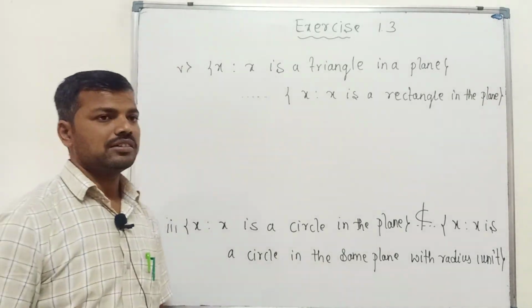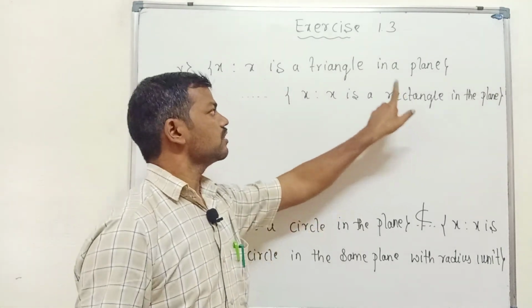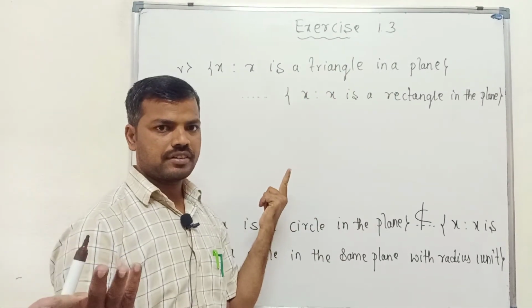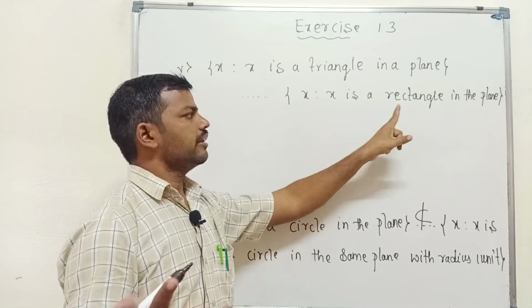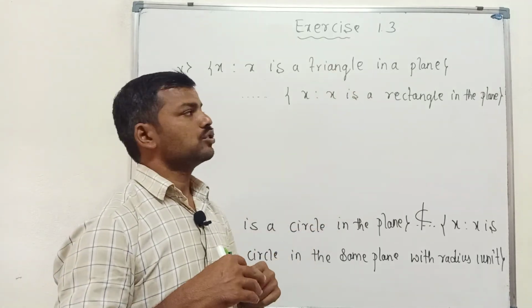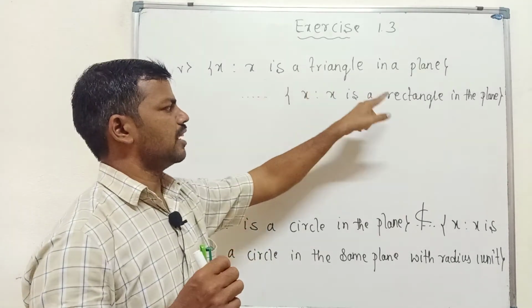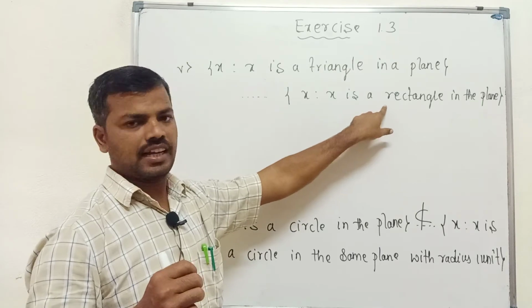So there is no subset there. Why? Because rectangle is different and triangle is different. A rectangle is a four-sided figure and a triangle is a three-sided figure. Then these elements are not the elements of this set.